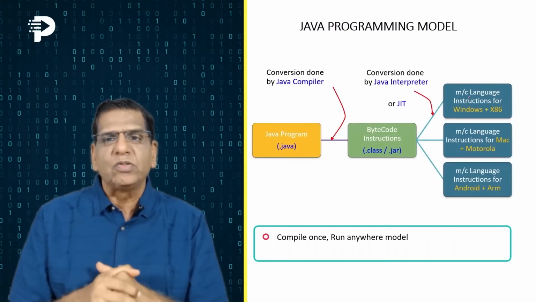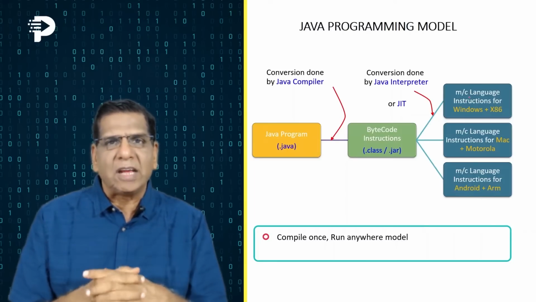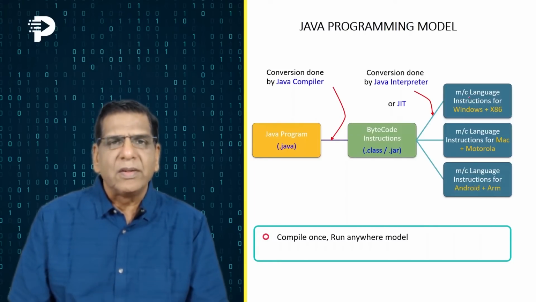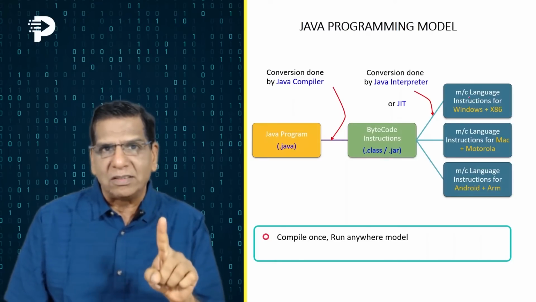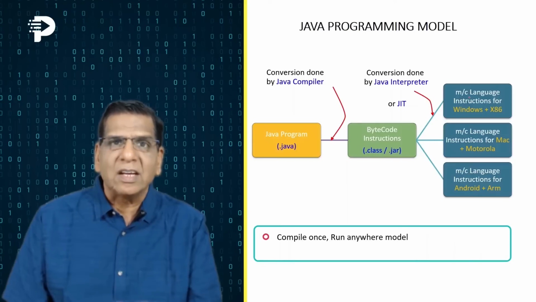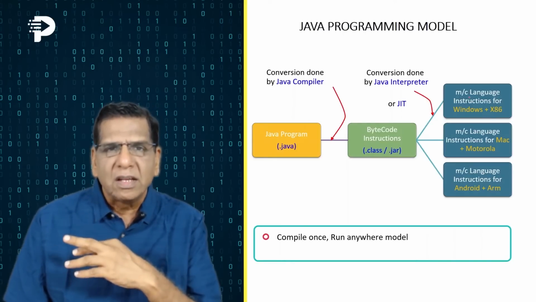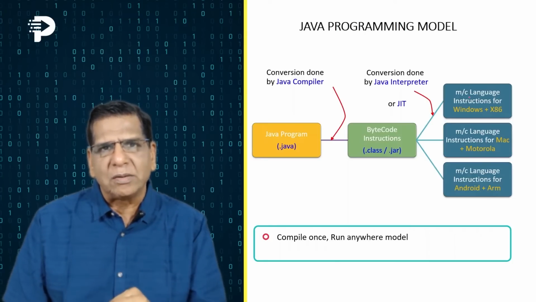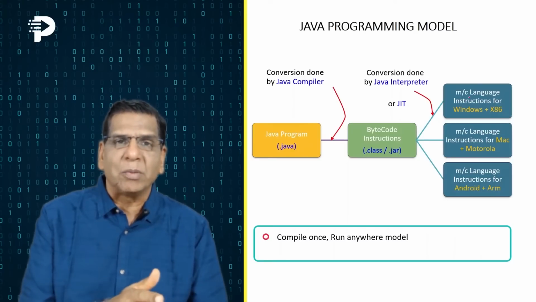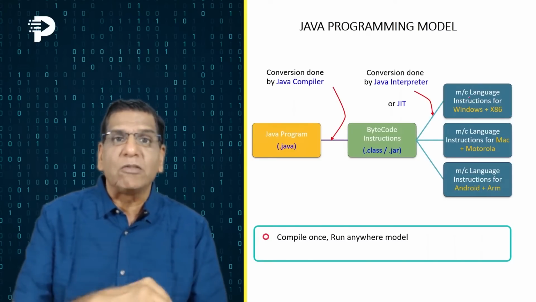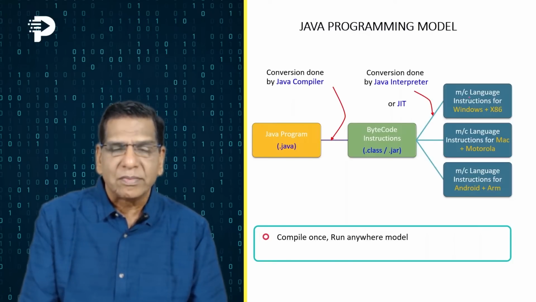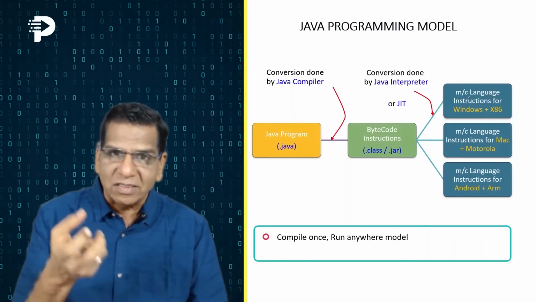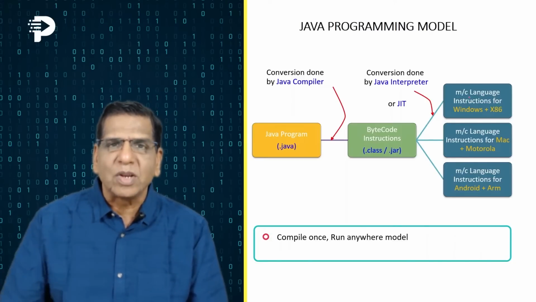The advantage that accrues from creating this intermediate language code in the form of bytecode instructions is that you are required to compile the program only once, whereas you can run the compiled code on different platforms, different microprocessor and OS combinations, without being required to recompile the program. That, believe me, is a great advantage. Contrast it with the traditional programming model where the moment the platform changes, you are required to recompile the program. That you don't have to do anymore. The same bytecode instructions can run on absolutely any platform.